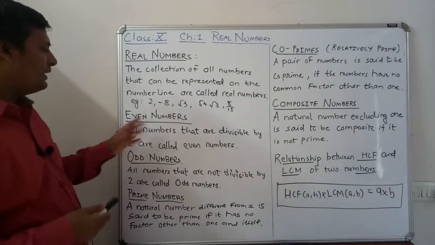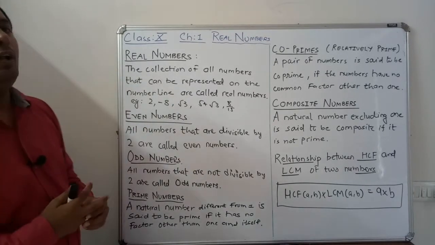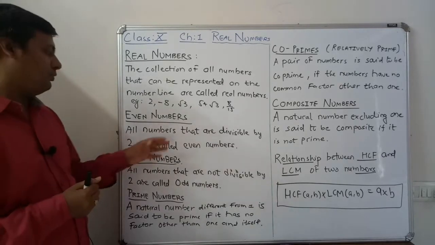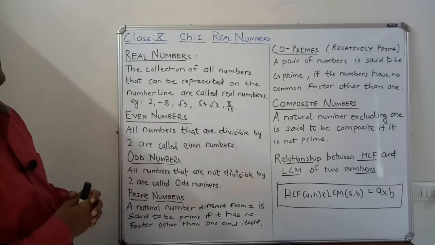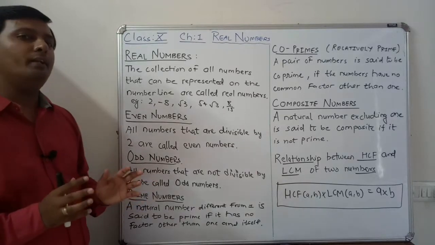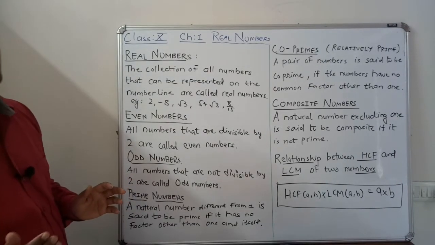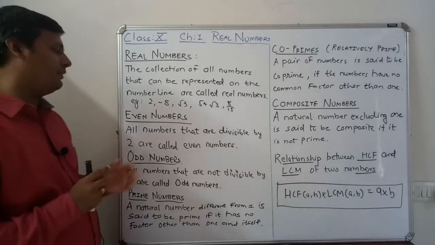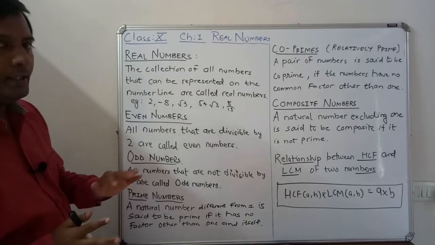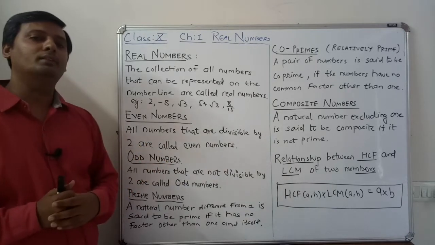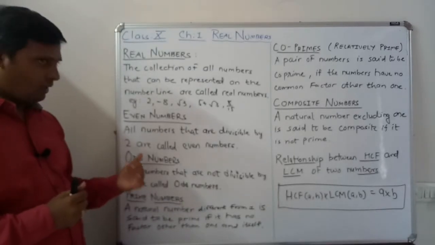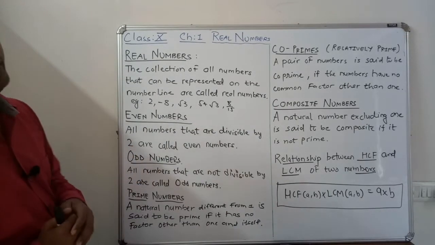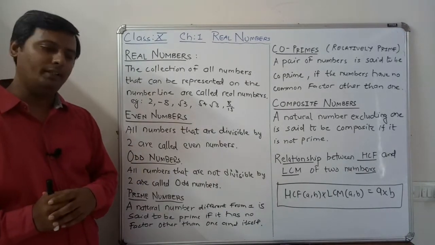And then even numbers. All numbers that are divisible by 2 are called even numbers. That means the last digit of the number is 0, 2, 4, 6 or 8. Similarly, there are the odd numbers. All the numbers that cannot be divided by 2 are called odd numbers.